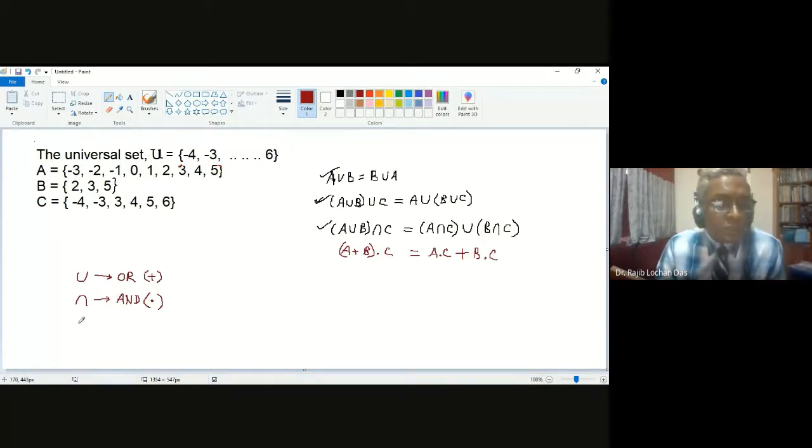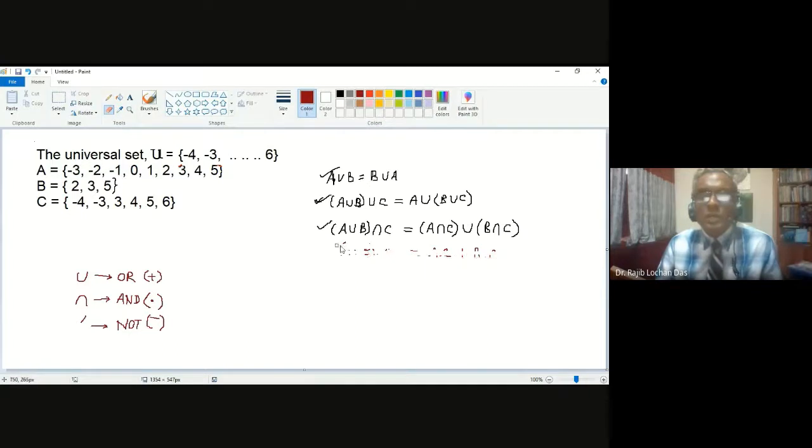So what about complement? In set theory, it is complement. So what is it in Boolean algebra? It is not. In Boolean algebra, you use bar for not, right? Yes, sir. So you use bar for not. Bar can be used in set theory also, but normally the complement symbol is the prime symbol. And in that logic, I can give you one example.